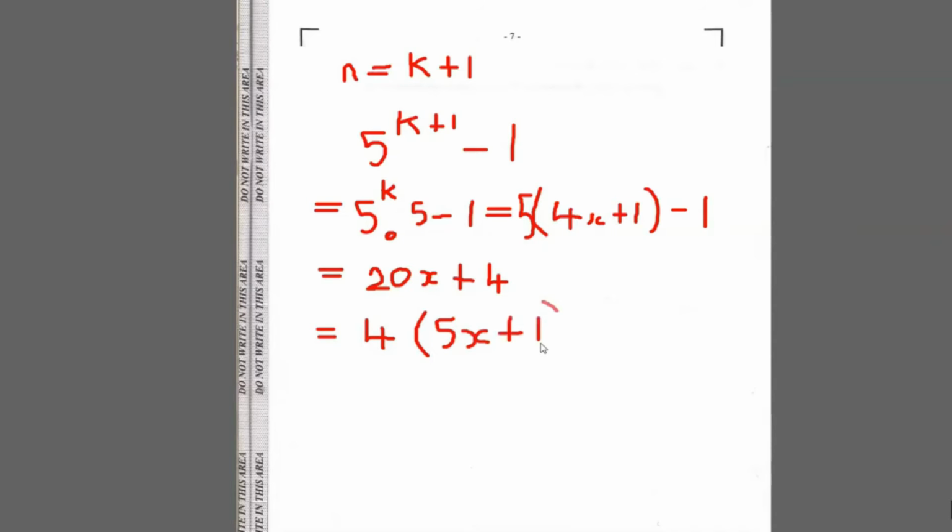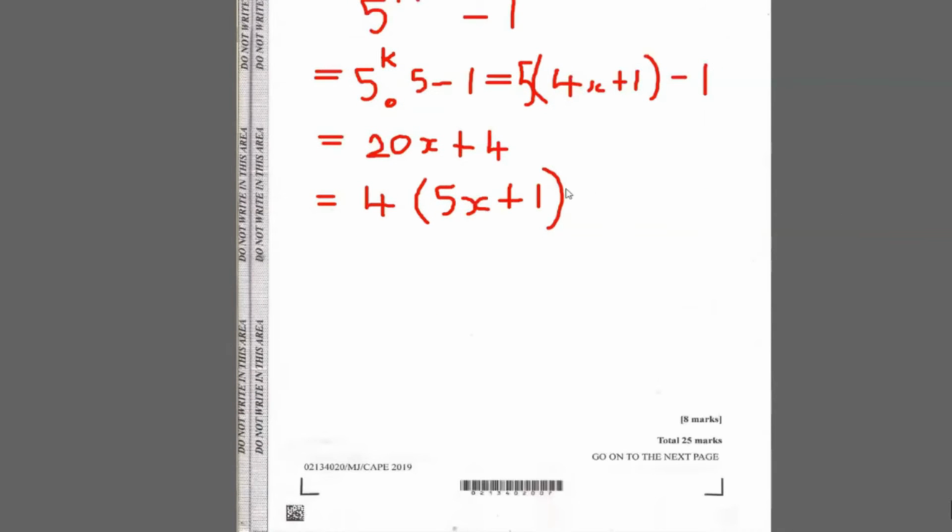Nice. So you get 4 times 5x plus 1. So after you get this now, 4 times 5x plus 1. So it's 4 times something called 5x plus 1, maybe a y. So it works out to be 4 times y. And so hence, you can tell them, of course, where y is equal to 5x plus 1.